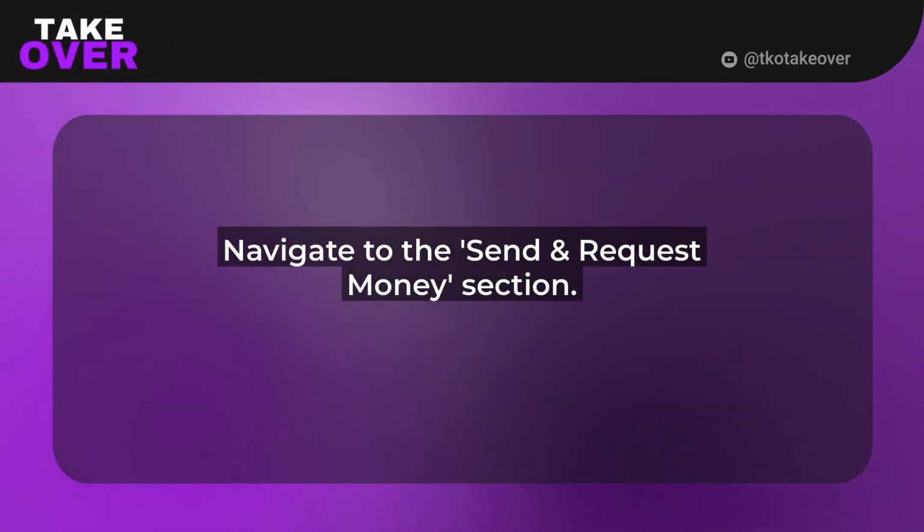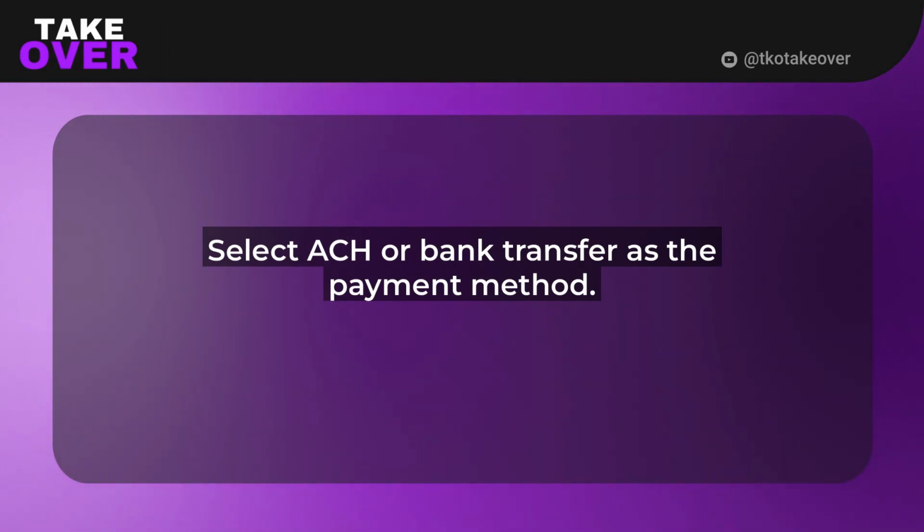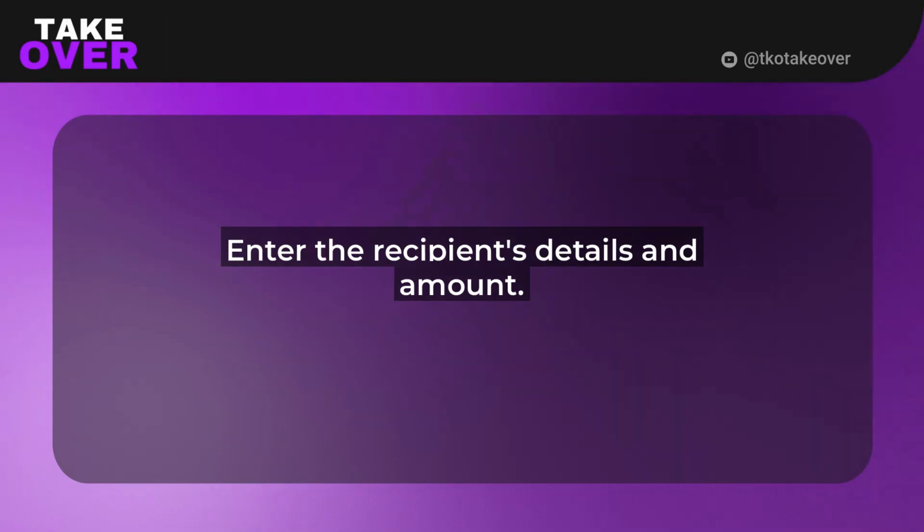Now, onto the main steps. From the PayPal homepage, click on Send and request money. Enter the recipient's email address, phone number, or PayPal username. Next, when you select your payment method, look for the ACH or bank transfer option. PayPal's interface might call it Bank or ACH Direct by 2025, so keep an eye out for that.